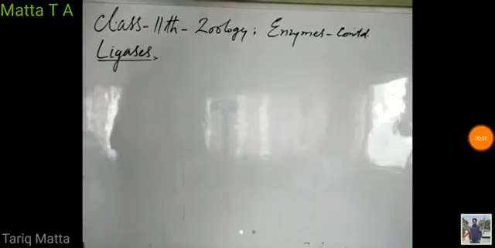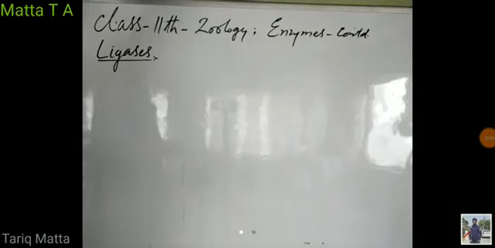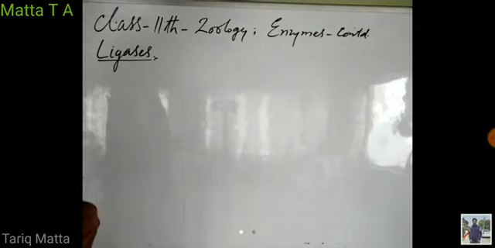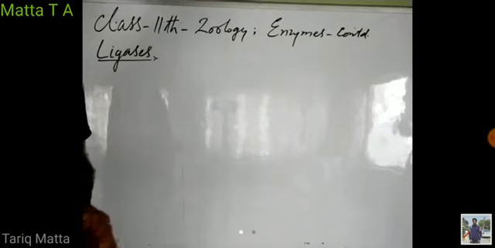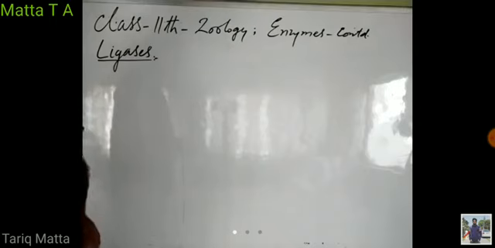Okay, let's start our today's topic. Last time we were discussing the classification of enzymes. Enzymes are classified into different types. The first class of enzyme that we discussed was oxidoreductases. You now understand that oxidoreductases are those enzymes which catalyze simultaneous oxidation and reduction of their substrates.